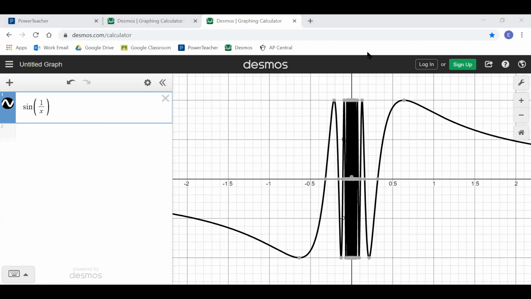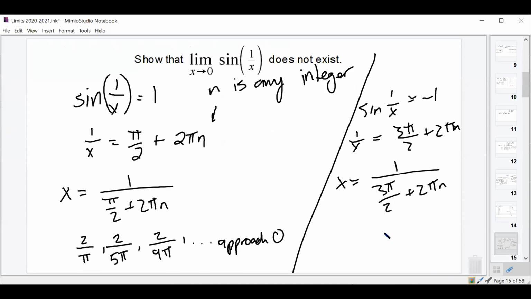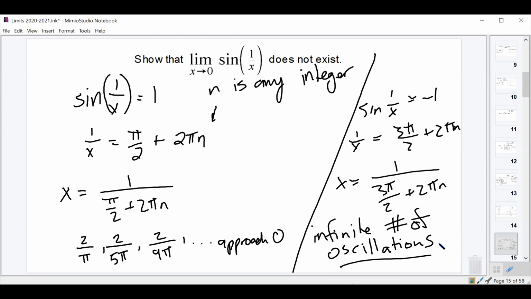And so algebraically, that should show that there are an infinite number of oscillations, and therefore we can't approach a specific value, and that's why it doesn't exist. Does that make sense? Anybody have a question on that?